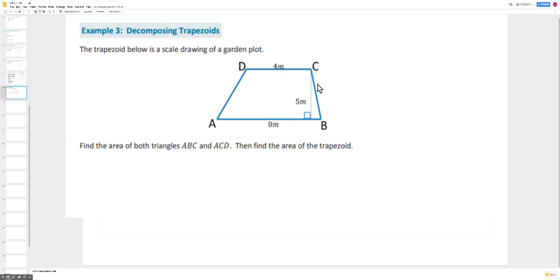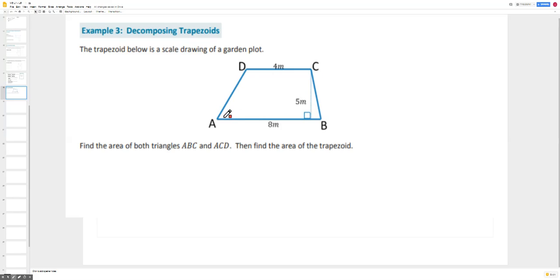Well, in ABC, there is no triangle yet. A triangle would have to be cut right here. That would give us a triangle. And the triangle ACD, once again, would also need a line here. So what they're telling us to do is to cut this trapezoid across here from A to C.